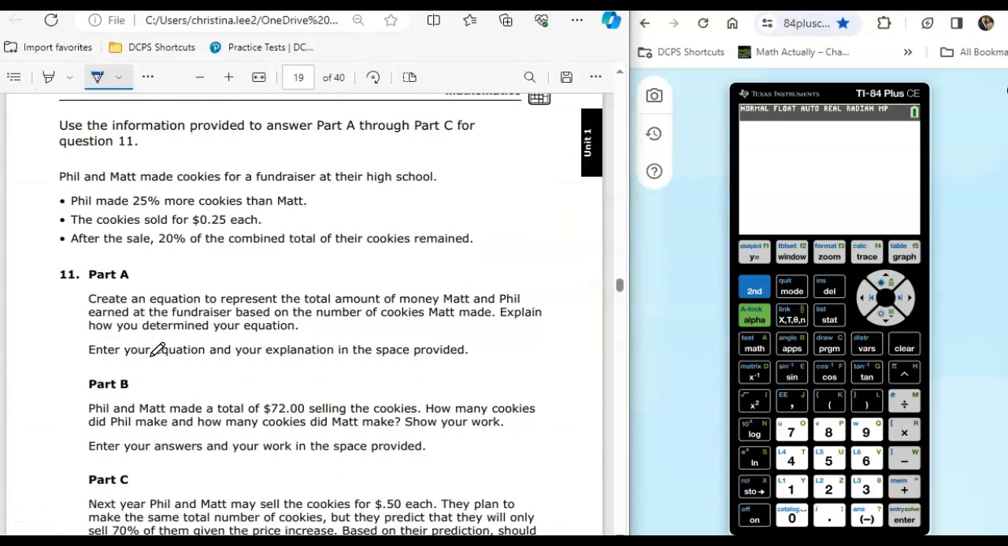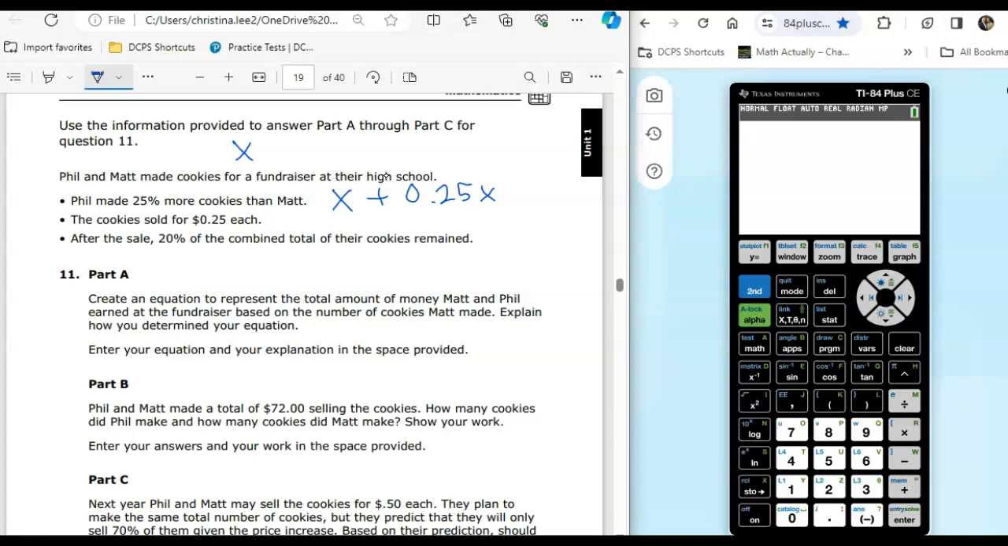Let's look at number 11. So number 11 is an open response item, and this is one in which explaining your thinking is really important. So we have Phil who made 25% more cookies than Matt. All right, so if we have Matt's cookies, let's say Matt is X. Phil made 25% more cookies than Matt. So X plus 0.25X or 1.25X, we could say as well, right? So Matt's cookies plus 25% more is how many Phil made.